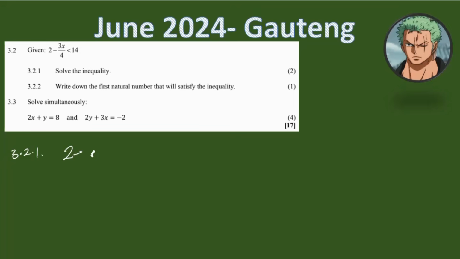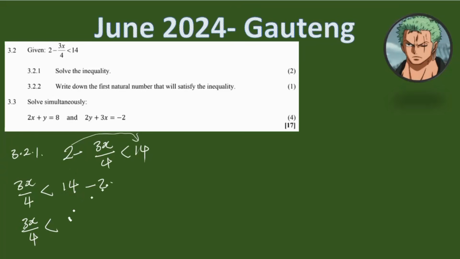I have 2 minus 3x over 4. This is less than 14. Right, what do I do? I'm going to take the 2 and send it to the next side. So I have 3x over 4, I have this sign, I have 14 minus 2. Right, this will give me 3x, this, 14 minus 2, that is 12. Are we good so far?